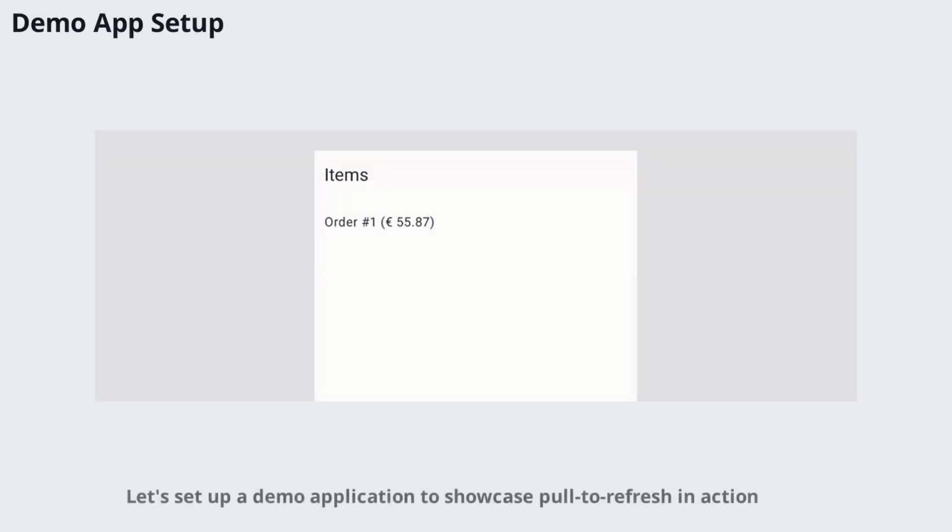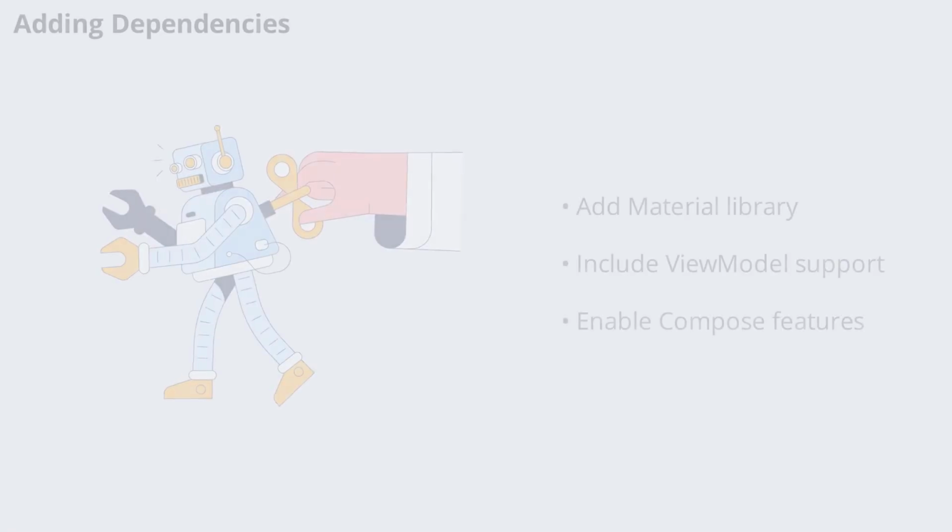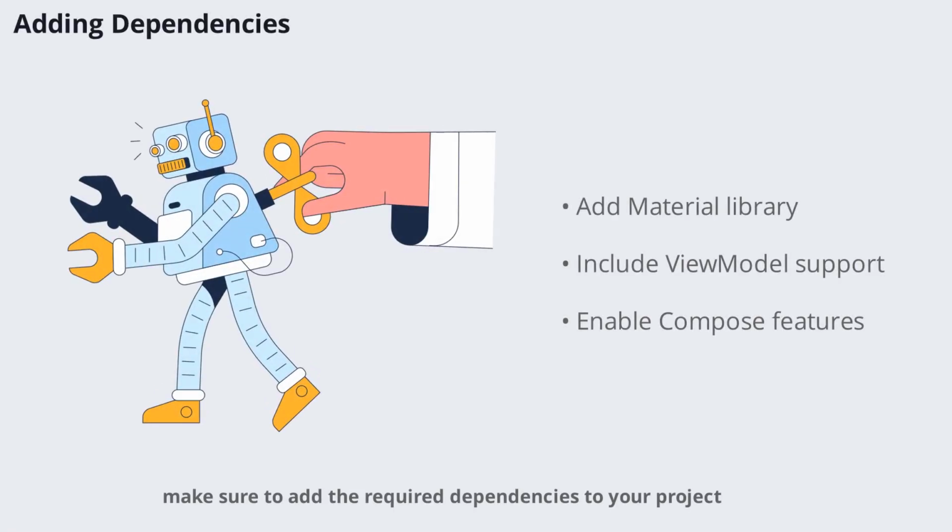Set up a demo application to showcase pull to refresh in action. The demo will simulate fetching data from the network by adding items to a list after a short delay rather than making actual server requests. This approach keeps things simple and focused on the UI logic. We'll walk through the code structure, starting with the necessary dependencies and moving on to the data and view model setup. Before diving into the code, make sure to add the required dependencies to your project.